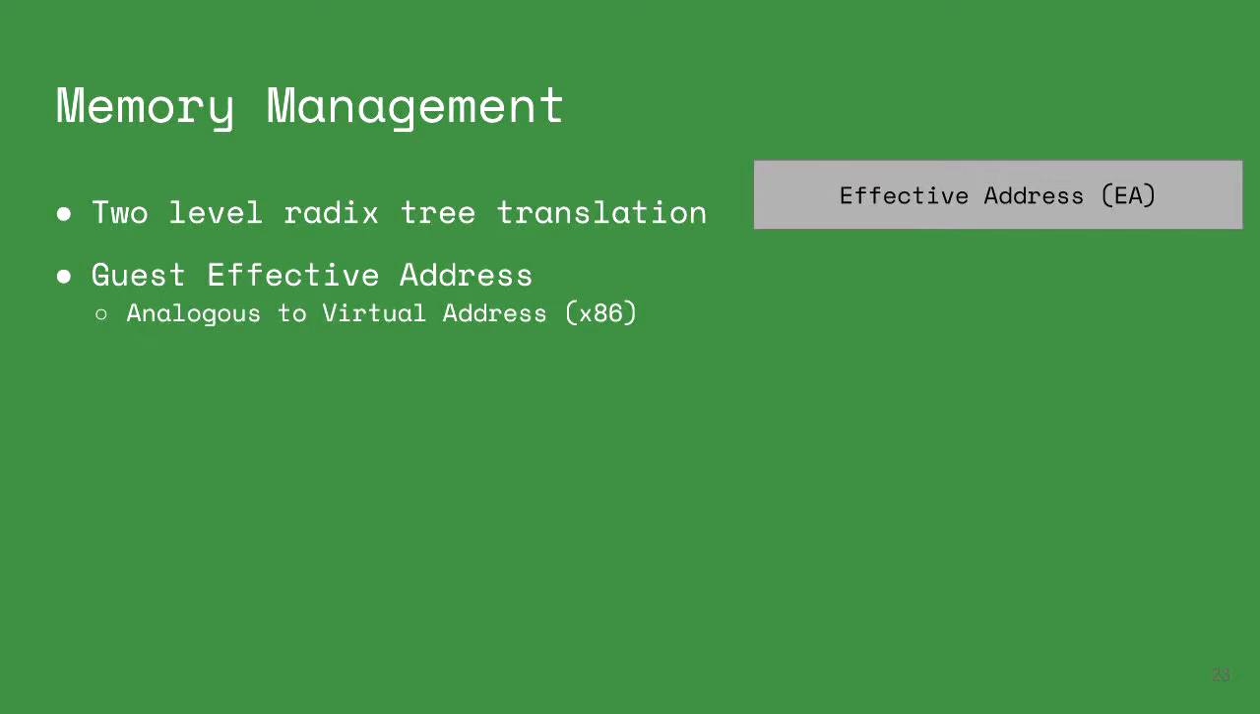So the important thing to remember here is that it's a two-level radix tree translation. Now when we need to translate an address, first of all, what we start with is what we call a guest effective address. And now that's what the program is presenting to the hardware. And it's analogous to a virtual address on x86.